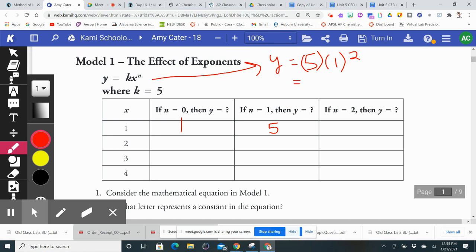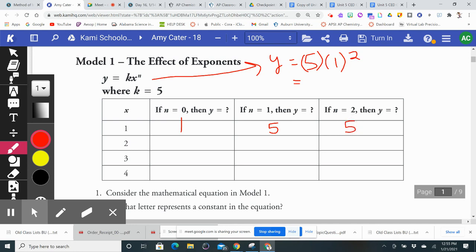5 times 1 is 5. Whoa, wait a minute. Hang on. What is it going to be? Why? You got to do the exponent first. Please excuse my dear Aunt Sally. Exponent first. So 1 squared is 1. What is 1 times 5? 5.